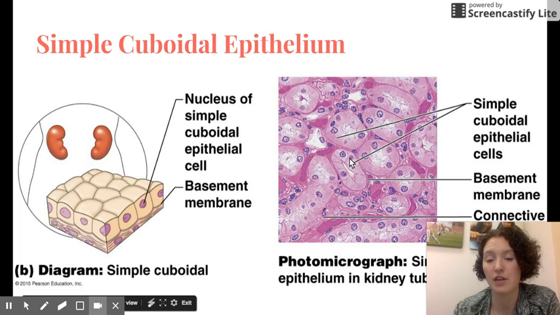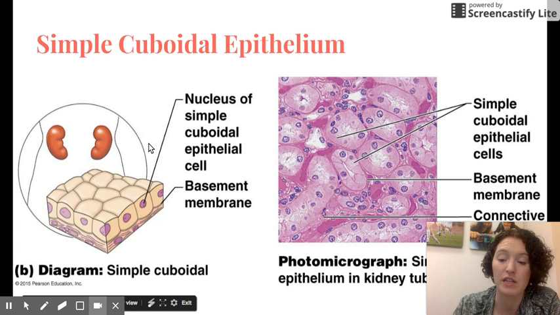So here they're forming glands or other walls of these kidney tubules, so that we can be involved in that secretion and absorption.